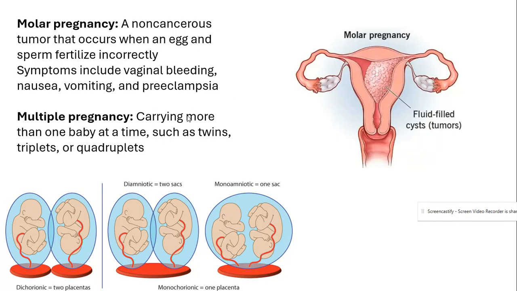Yeah. Multiple pregnancy, carrying more than one baby at a time, such as twins, triplets, quadruplets. We've seen octuplets, right? We've heard the story of Octomom. This is dichorionic, 2 placentas. This is diamniotic, 2 sacs. Monoamniotic, 1 sac.